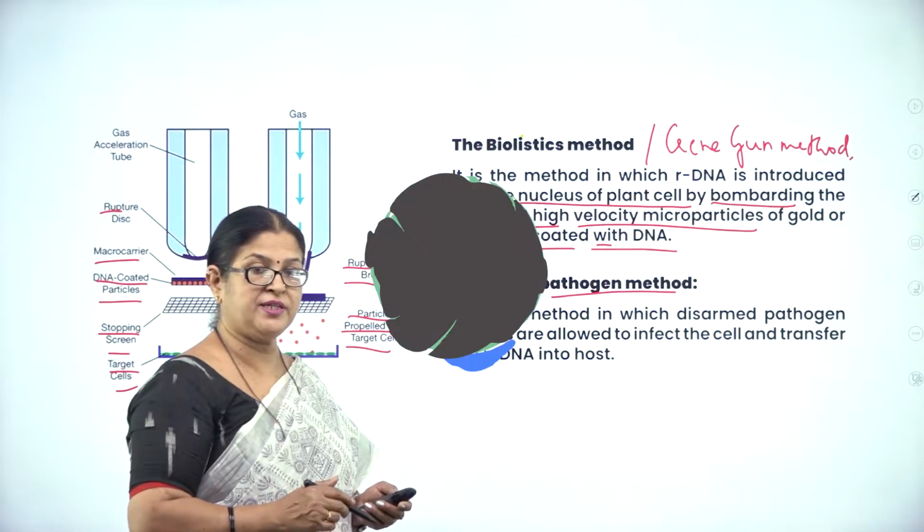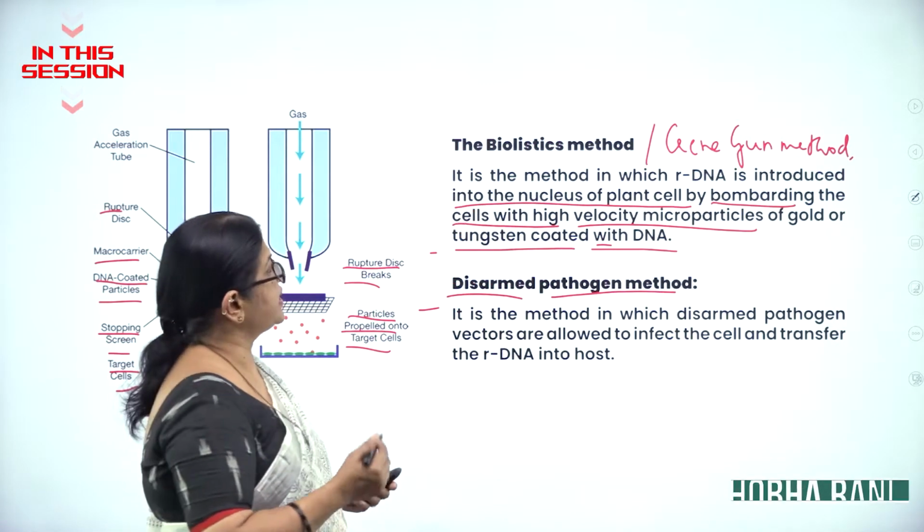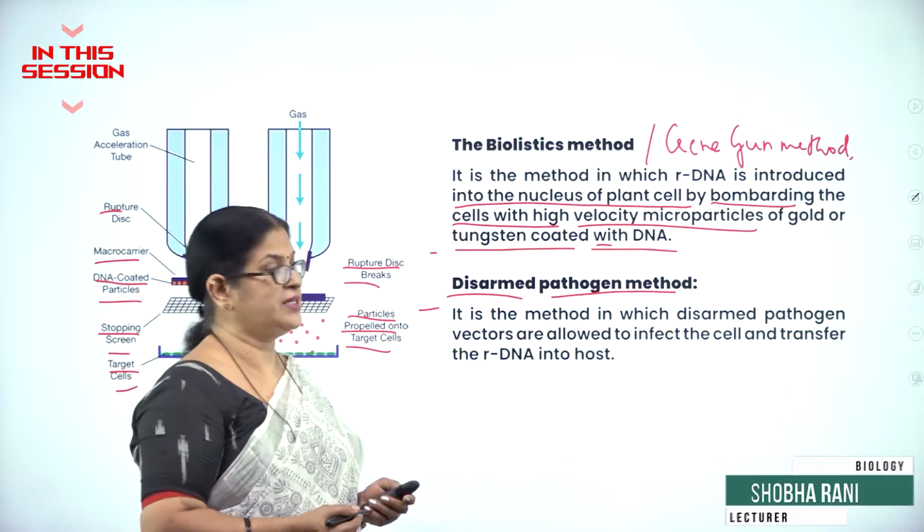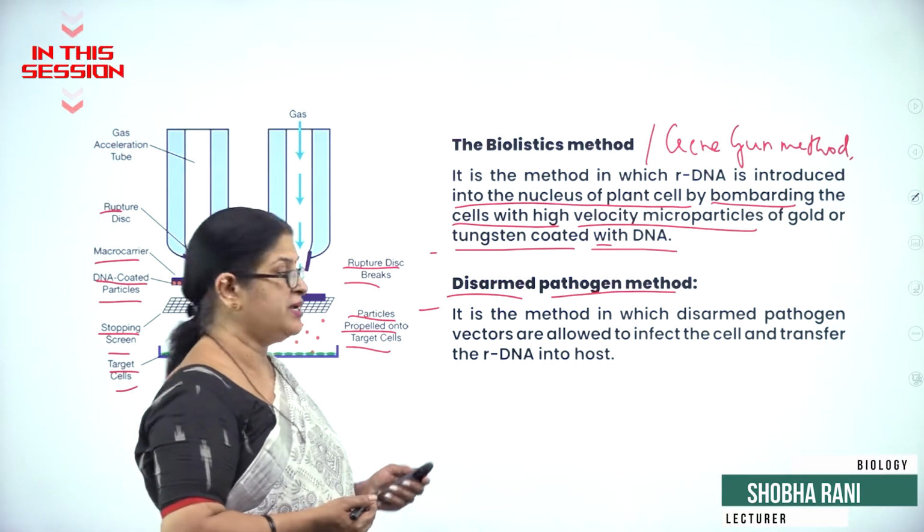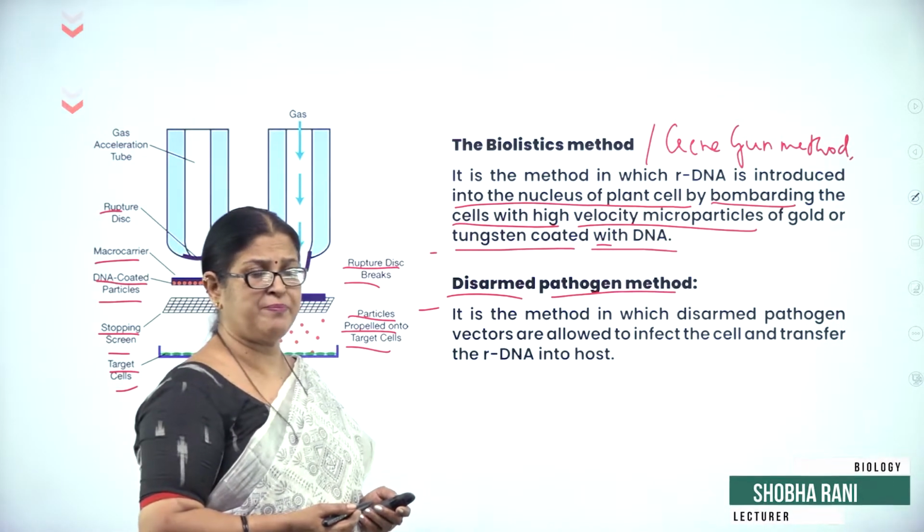So what is the first method? That is heat shock method. Second one is microinjection method. Third one is biolistic method. And the fourth one is disarmed pathogen method.